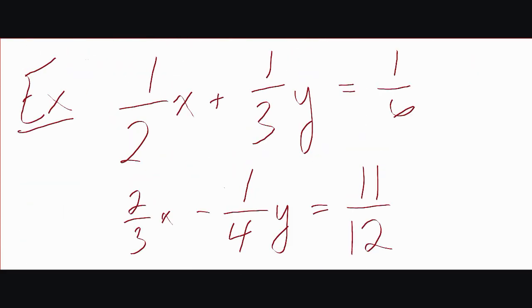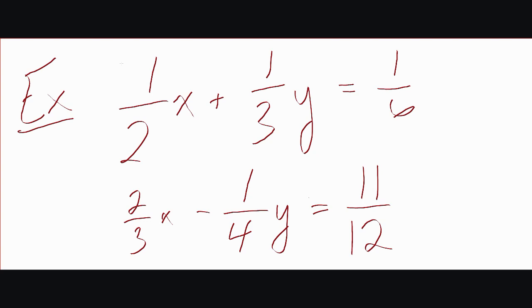So here we have two pretty ugly equations. 1/2 x plus 1/3 y is equal to 1/6. And the second equation is 2/3 x minus 1/4 y is equal to 11/12. Now, the reason I give you guys this example is we see ugly fractions all the time and we have to know how to deal with them. We can use the same skills that we've developed for substitution here, we just have to make it look a little bit prettier before we can do it.